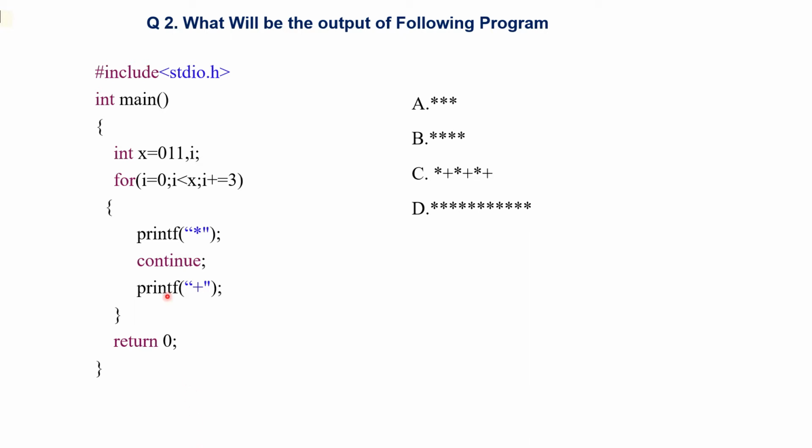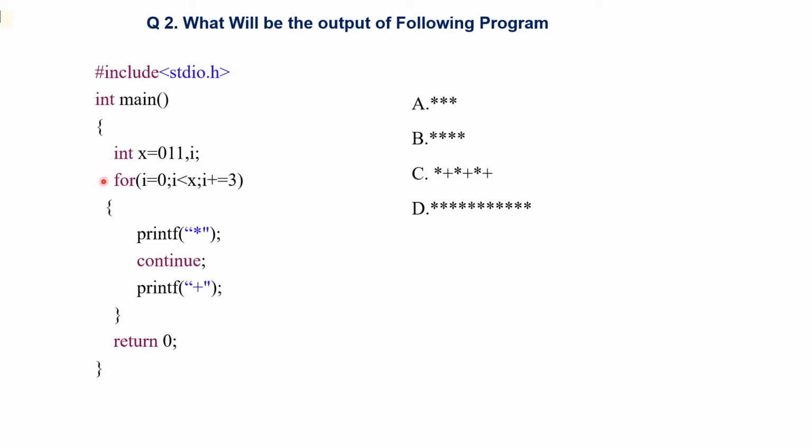Here in this program, an integer variable x is declared and it is initialized with the value 011. And we know that any value preceded with 0 is considered as an octal integer constant. So this x is initialized with the octal value 11, which is equivalent to the decimal value 9. So x is initialized with decimal value 9.